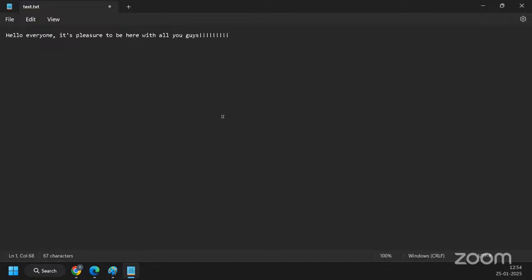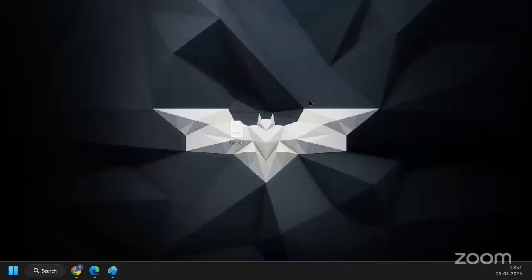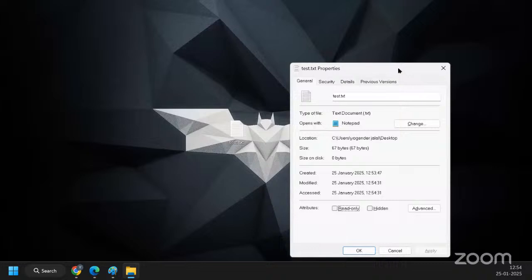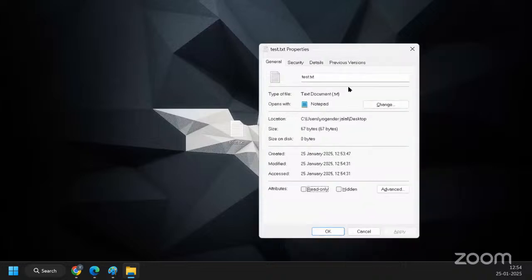So I'm just adding some words, right? And now I'm going to save this file and close it. Let me show you the properties we are having of this file. Now, looking into the properties, can you guys see over here, the size of this file is saying 67 bytes, but the size on the disk is saying 0 bytes over there.